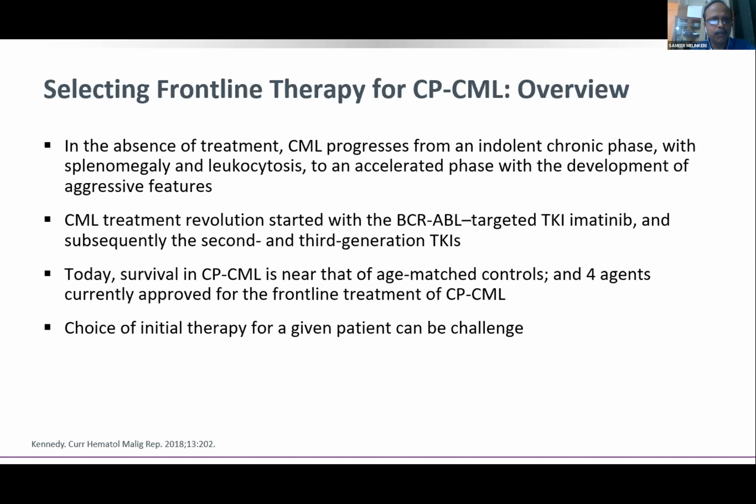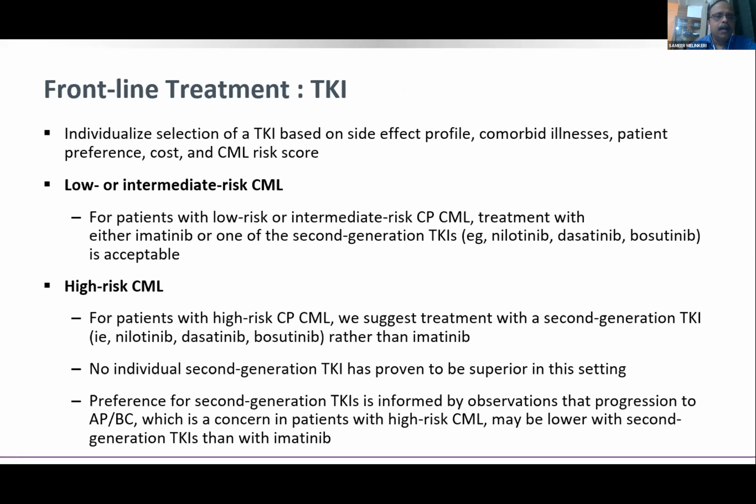There are four agents approved for frontline treatment of chronic phase CML. So we have a choice of therapy. We have been spoiled for choice, and therefore choosing the appropriate therapy can be a bit of a challenge. In general, you could choose your TKI based on the side effect profile of the drug, the comorbidities, patient preference, cost, and the CML risk score. Based on the risk score, if it is low or intermediate risk CML, you may prefer to start with imatinib or one of the second generation TKIs.